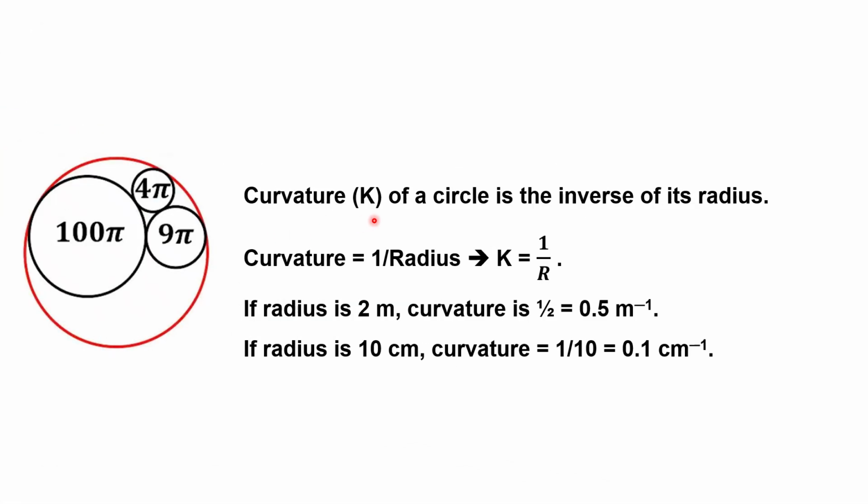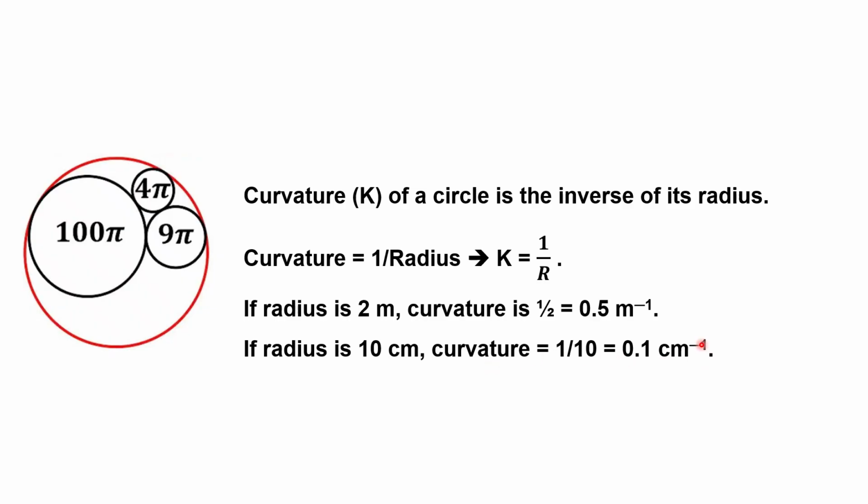Now curvature k of a circle is the inverse of its radius. Curvature is 1 by radius, or k equal to 1 by r. The reciprocal of the radius, or inverse of the radius, is called curvature. If radius is 2 meter, curvature would be 1 by 2, 0.5 meter inverse. If radius is 10 centimeter, curvature would be 1 by 10, that is 0.1 centimeter inverse.